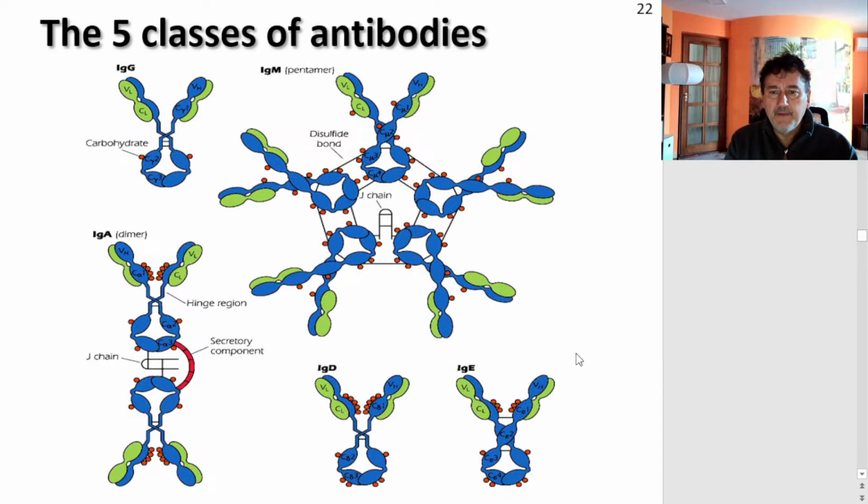These are the 5 classes of the antibodies or immunoglobulins: IgG, IgM, IgA, IgD, and IgE. As you can see, 2 of them have a non-monomeric structure. The IgM, when it is released, has a pentameric structure, which means that 5 different antibodies bind together, and the IgA has a dimer structure: 2 antibodies bind to each other. The IgG, IgD, and IgE have only a monomeric structure.